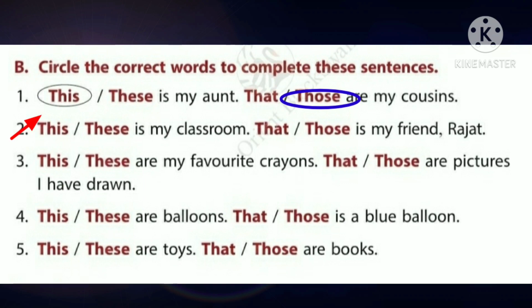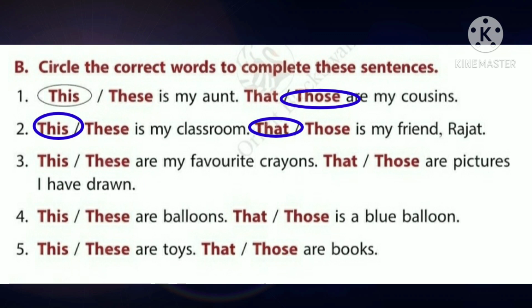Second one, this or these is my classroom. That or those is my friend Rajat. Here my classroom, that is only one classroom. One means singular. So the answer is this. All of you circle this. This is my classroom. And next, that or those is my friend Rajat. Only one friend Rajat. So the answer is that. All of you circle that.